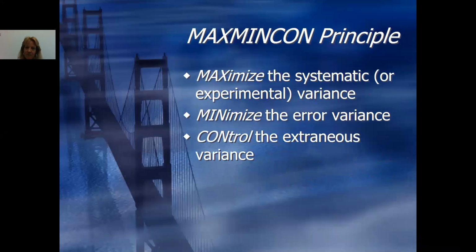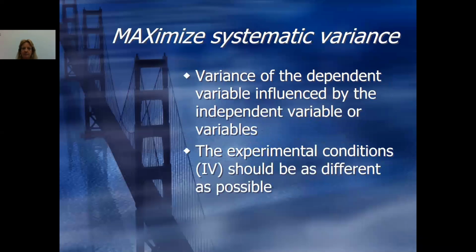And then there's this whole max-min-con principle, and that's to maximize the systematic or experimental variance, minimize the error, and control the extraneous variables. And again, that's what you're going to do in your design. You're going to try to maximize the intervention effect and minimize the error and control for all the extraneous variables.